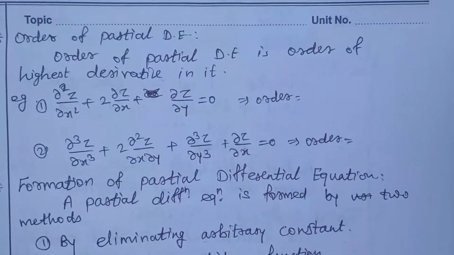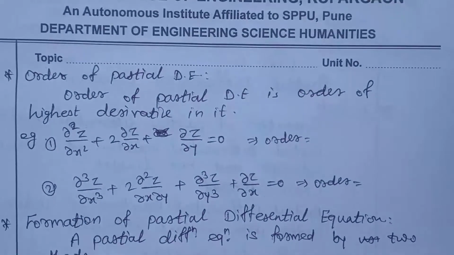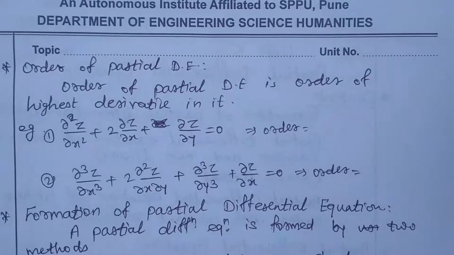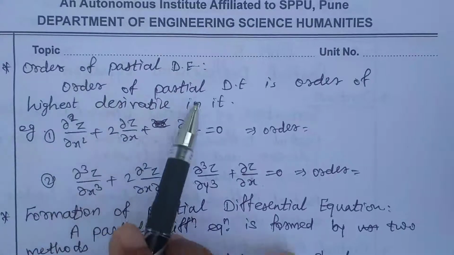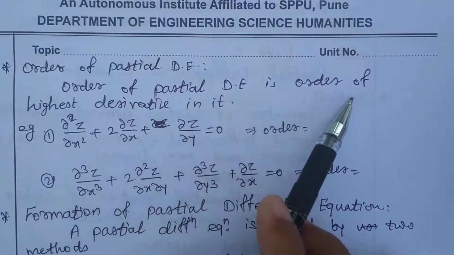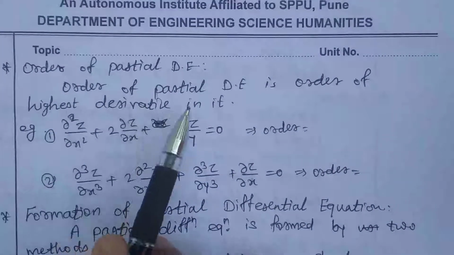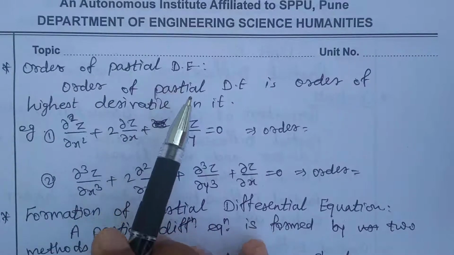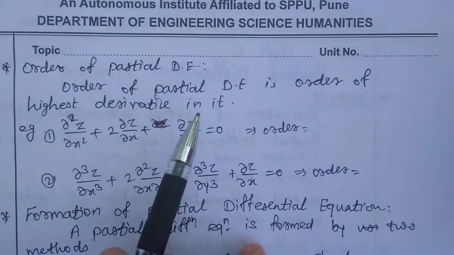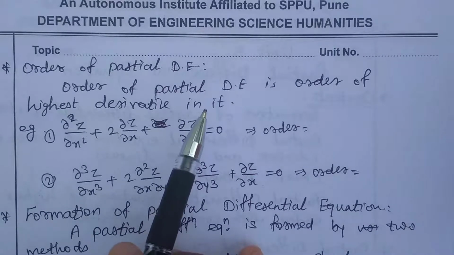Next point is the order of a differential equation. What is the definition of the order of a differential equation? The order of a partial differential equation is the order of the highest derivative in it. Whatever the order of the highest derivative in the given partial differential equation, that is the order.